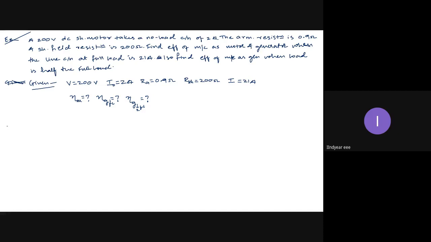Okay, so solution. First I have to find out the constant losses, because hot resistance we already know. Once I find constant losses, they can be used for the calculation of both the efficiencies. So constant losses WC is equal to. Here we need not use all the concepts; directly we will be using the expressions.